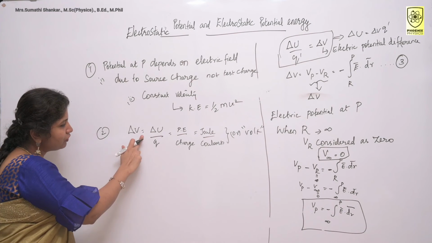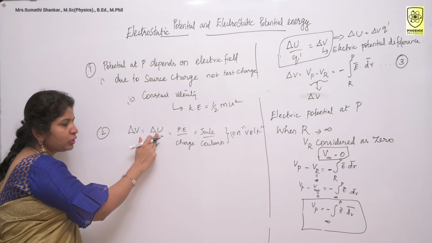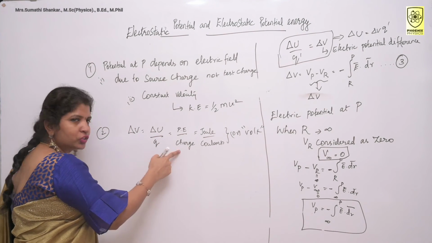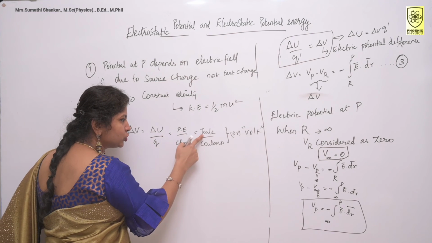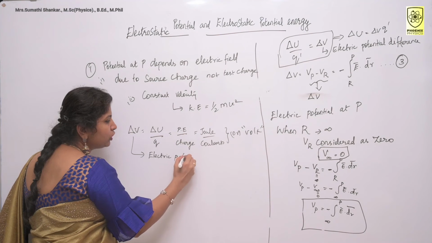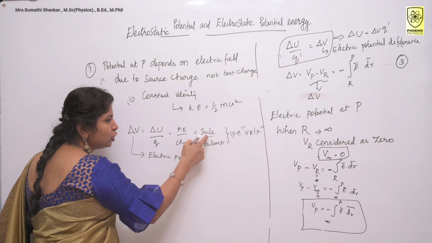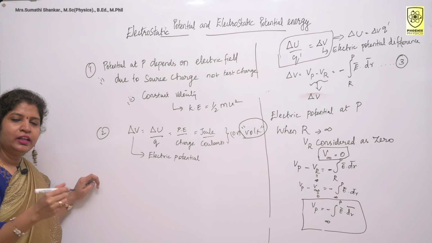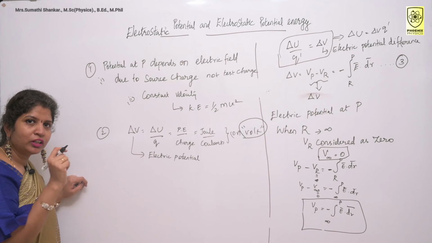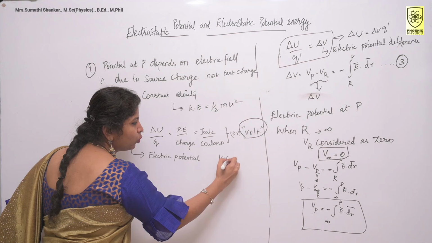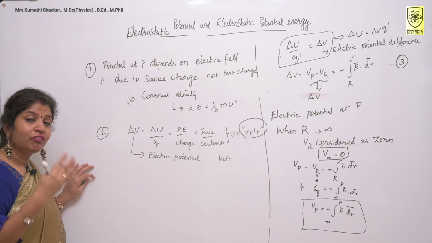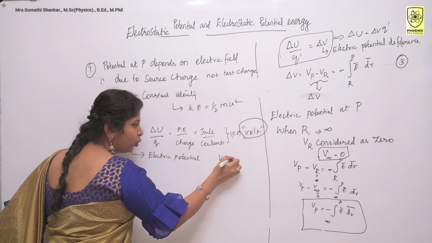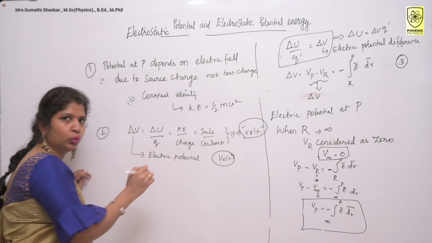Next point: delta V is equal to delta U by Q, where delta U means potential energy difference and Q is charge. The unit for potential energy is joule. The unit for charge is coulomb. The unit for electrostatic potential is joule per coulomb, or the practical unit is volt. You know that on our batteries the potential is mentioned in terms of volt, right? 1 volt battery, 2 volt battery, 5 volt battery, like this. So the practical unit of potential is volt, or we can say joule per coulomb.